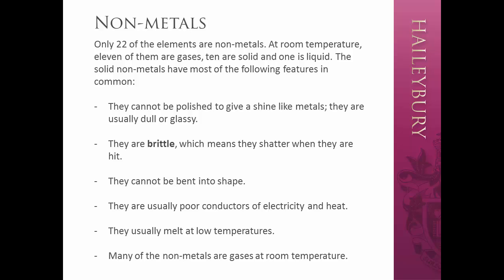The next largest group in the periodic table is made up of the non-metals. Only 22 of the elements are non-metals. At room temperature, 11 of them are gases, 10 are solid, and 1 is a liquid. The solid non-metals have most of the following features in common. They cannot be polished to give a shine like metals. They are usually dull or glassy. They are brittle, which means they shatter when they're hit. They cannot be bent into shape. They are usually poor conductors of electricity and heat, and they usually melt at low temperatures.